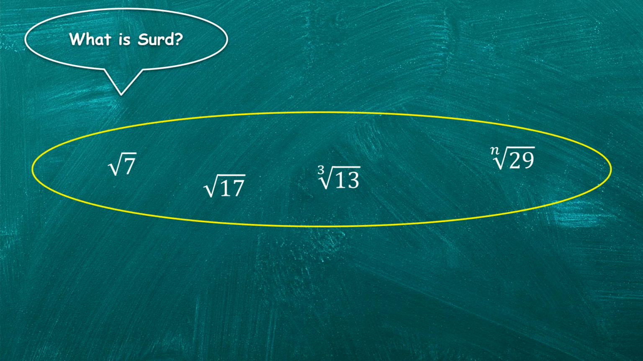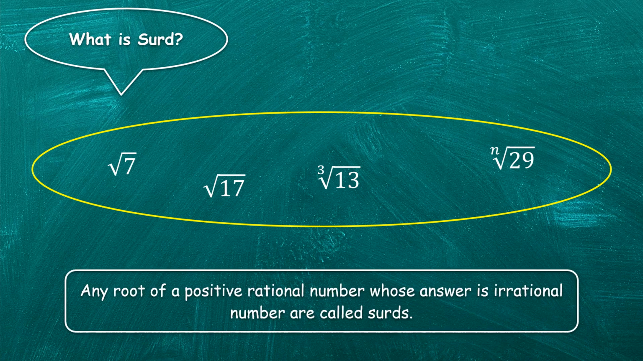If you start calculating the answer for these numbers, you will observe that it continuously increases after the decimal point without repetition. The same we saw in the case of irrational numbers as well. These numbers are nothing but your surds. So the basic definition of a surd is: any root of a positive rational number whose answer is irrational is called a surd.